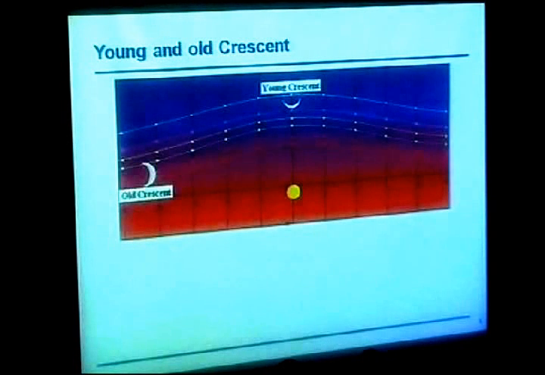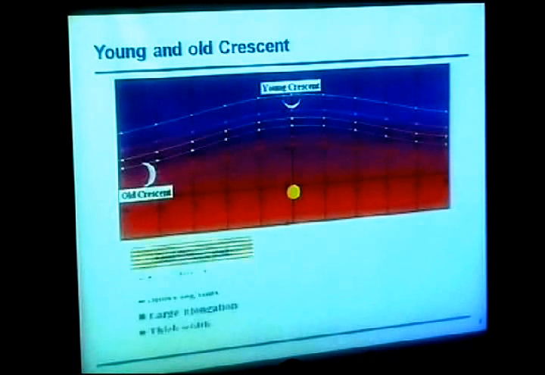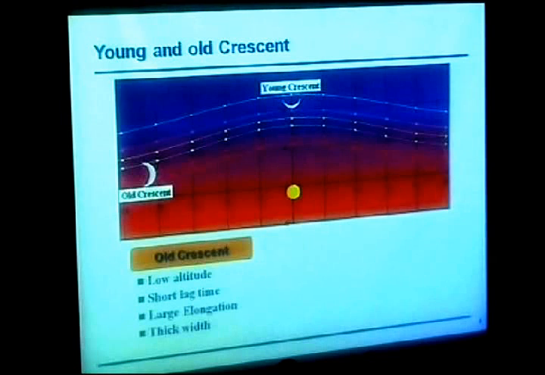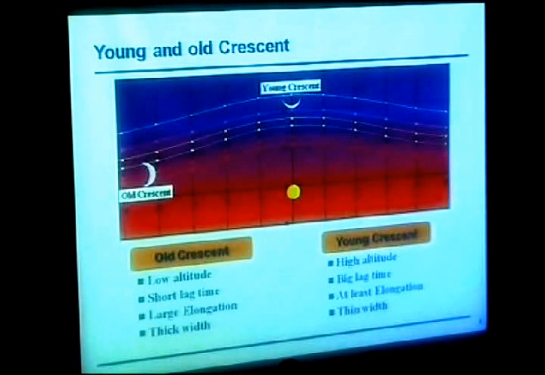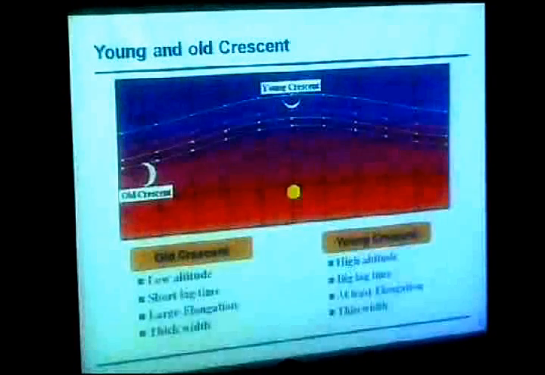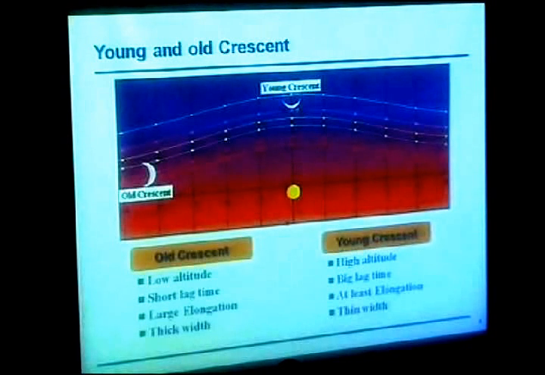We know 2 crescents, young and old. The old crescent's properties are low altitude, short lag time, large elongation, and thick width. But the young crescent has high altitude, big lag time, small elongation, and thin width. Right after sunset you can see the young crescent, and left of the sunset you can see the old crescent.